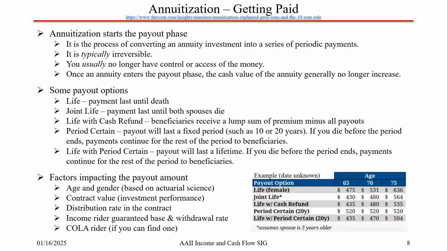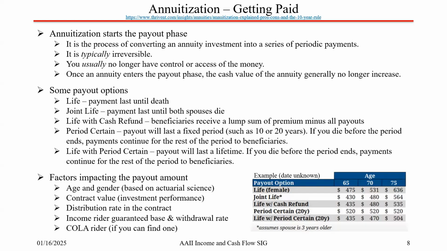Again, here are some other factors impacting the payout: your age and your gender, and your contract value, which is how much your contract's worth. There is a thing called distribution rate that's in your contract, which means out of your contract value, say 100K, what is the percentage that they will pay you? And that's how you get these numbers. And then if you bought an income rider, which is probably the next slide, then there is a thing called guaranteed base and withdrawal rate that you can get.